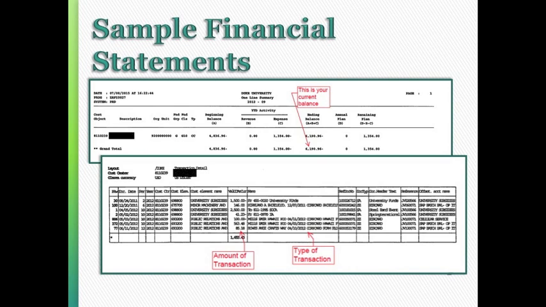Financial statements show the current balance of your fund code and a list of all transactions from the current fiscal year. On these financial statements, positive balances and credits appear as negative numbers, and overdrafts and debits, money coming out of the account, appear as positive numbers. It is opposite of your personal checking account.